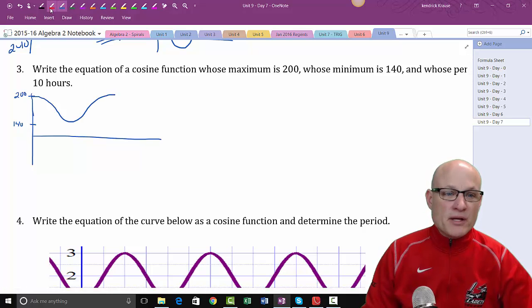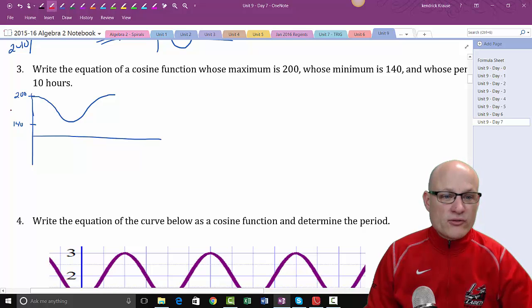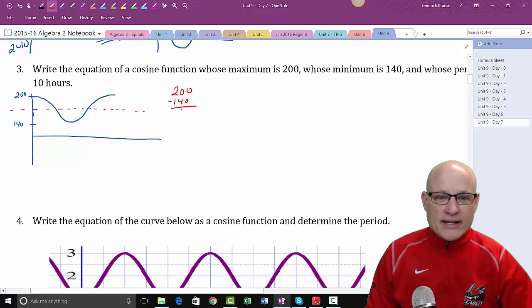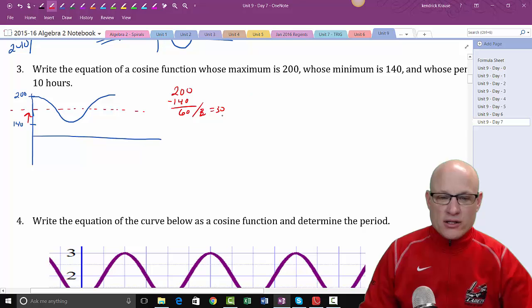So let's talk about the midline first. The midline would go right smack dab down the middle of this. So let's see, what's between 200 and 140? Well, if I take 200 and I subtract 140, I get 60. So half of 60 would be 30. So divide by 2, I get 30. So I go 30 up, 170. So let's see what I got here.